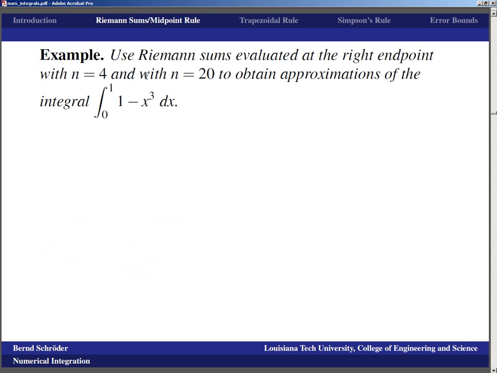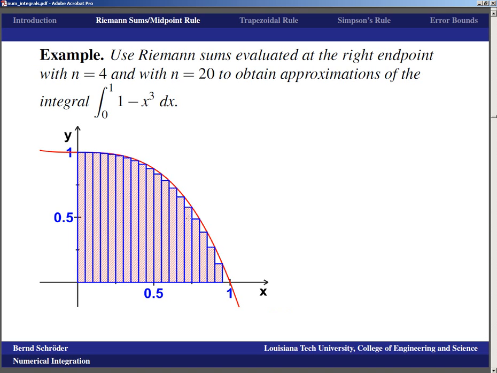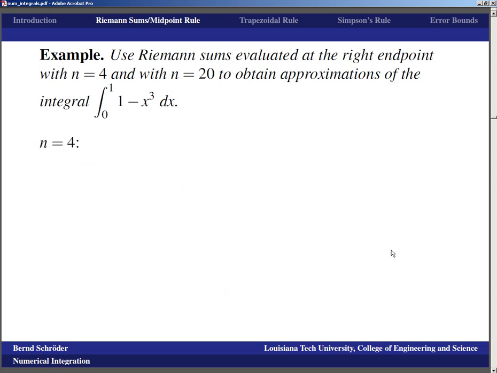Evaluate at right endpoints with n equals 4 and n equals 20 to obtain approximations for the integral. So here's what that looks like with 4 rectangles. It's an underestimate. Here's what it looks like with 20 rectangles. Still an underestimate, but probably getting closer.